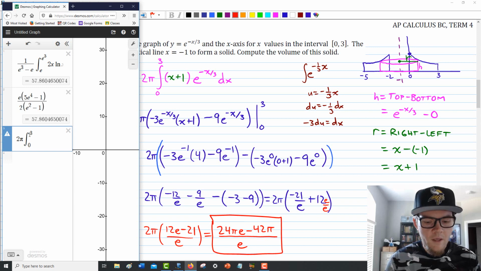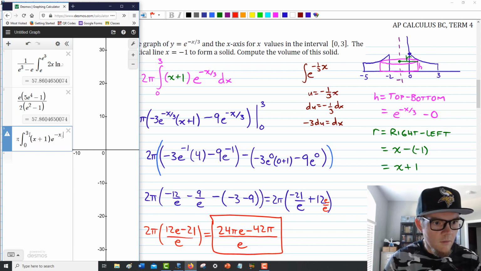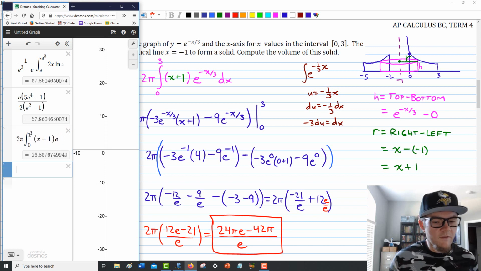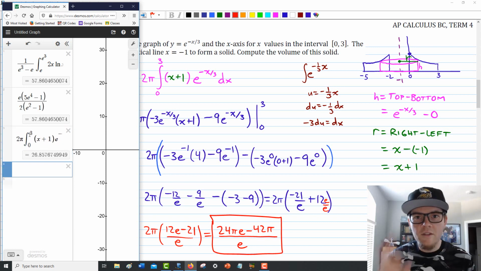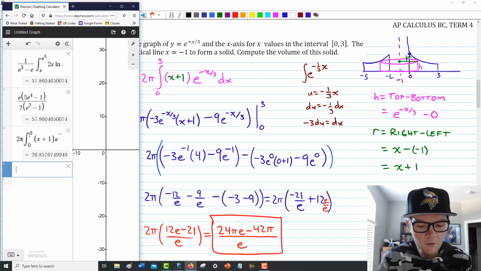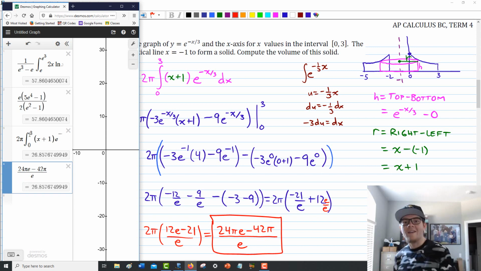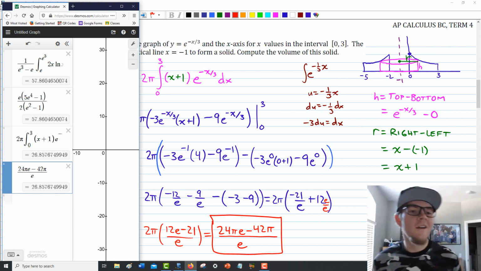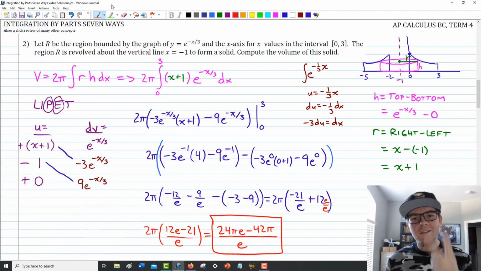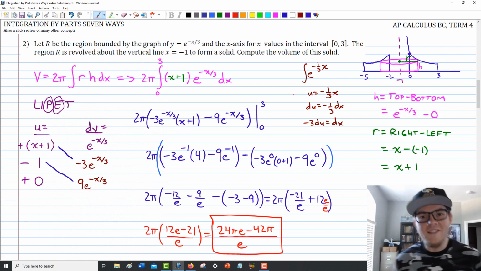So 0 to 3. In here we'll have x plus 1 times e to the negative x over 3 dx. Okay, it gives us a value of 26.85767. Okay, cross your fingers for me that we're okay here. I'll be dividing by e. It's going to be 24 pi e minus 42 pi. Oh, heck yes. Whew. Okay. 2 for 2. Glad I'm checking myself. That would be embarrassing.